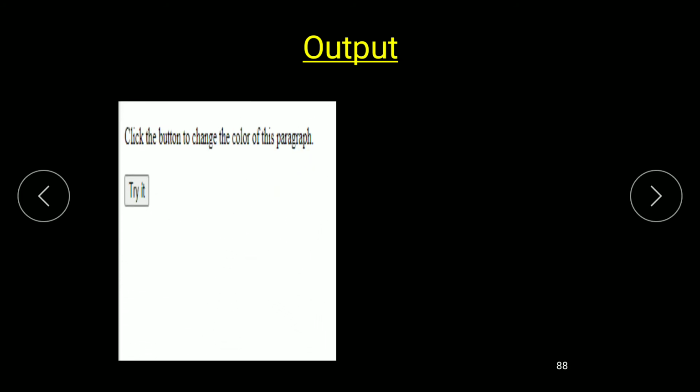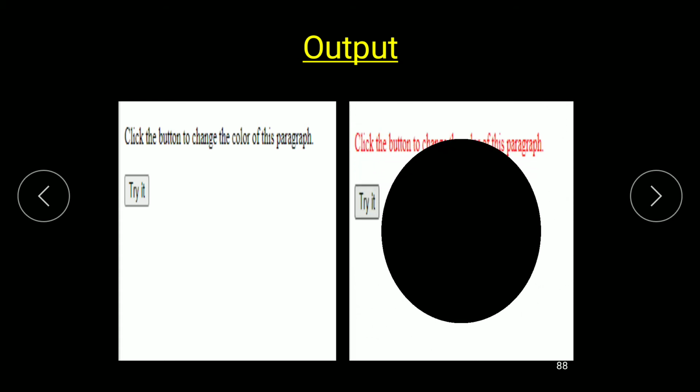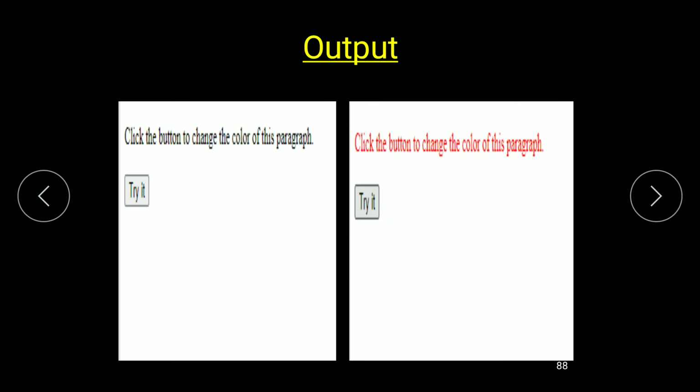See, this is the first look of your web page, and whenever you click on that try it button, your function will get called, and after the function you can see the color of your paragraph will be changed to red. This is the main output of your program. Okay, so this is the output, and I think you better understand what I wanted to tell you and explain to you.